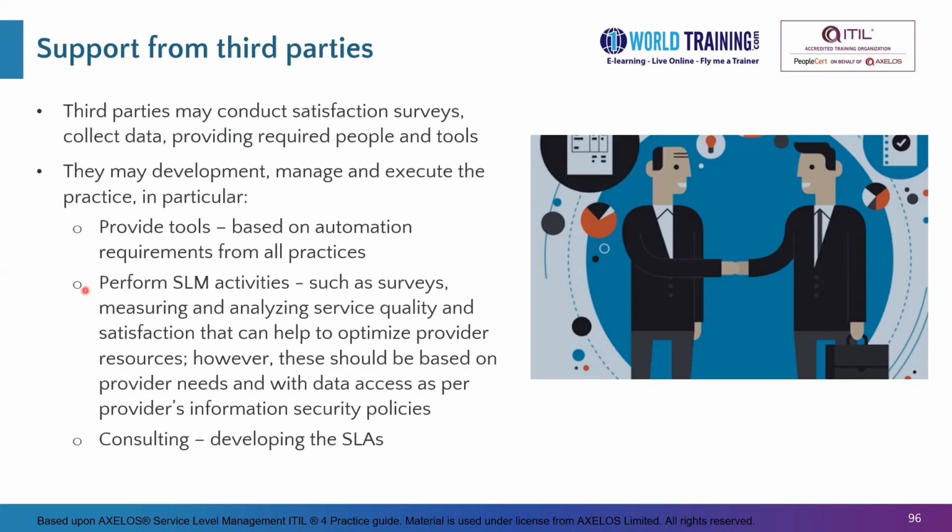Also, the third parties can perform several service level management activities, such as conducting surveys, measuring and analyzing service quality and satisfaction of the users and customer, particularly the customer, that can help to optimize the provider resources. But these should be based on the provider's needs with data access as per provider's information security policies, meaning even though the third party may perform these activities, the organization should validate that these activities are being done correctly as per the organization's requirements, rather than taking everything the supplier does at face value or taking them for granted.